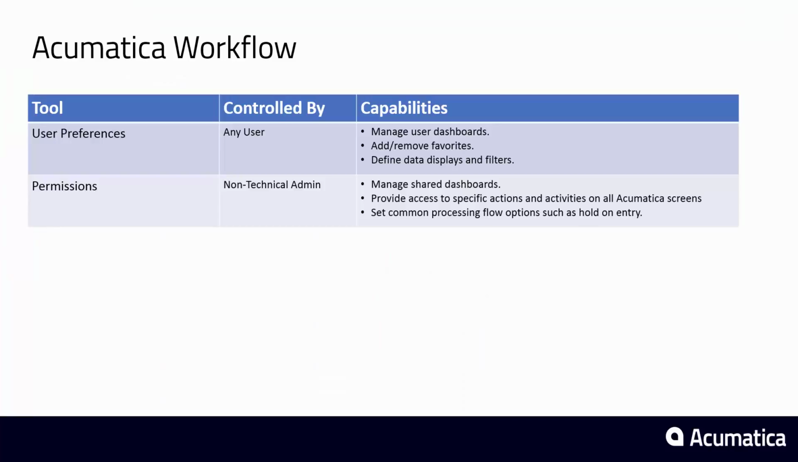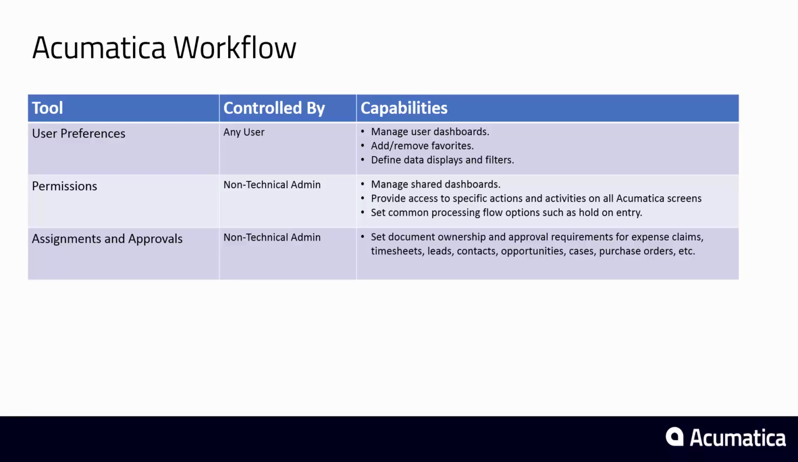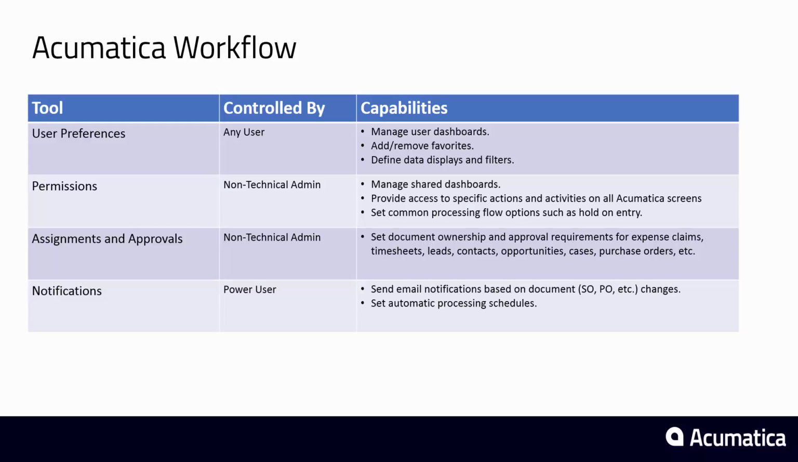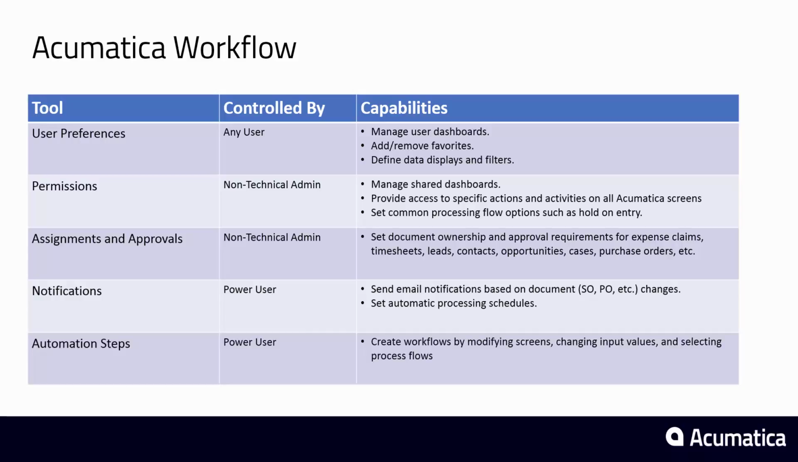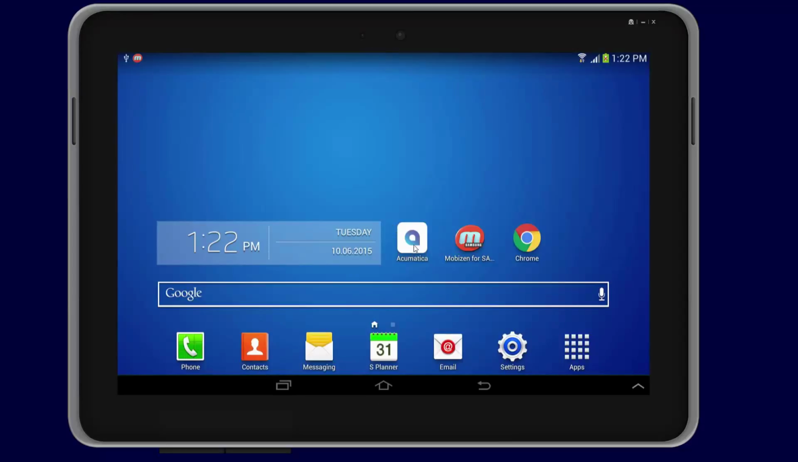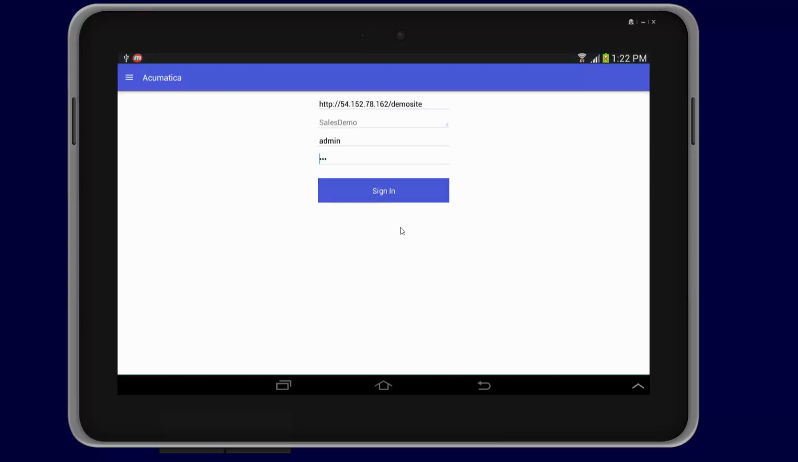modifications. Acumatica makes it easy to construct workflows that match your business processes. There are preferences and permissions for modifying standard processes, assignment and approval rules for assigning responsibility and managing escalations, notification mechanisms to prevent work from falling through the cracks, and automation steps for building custom workflows. To illustrate, I will enter and process an expense claim.